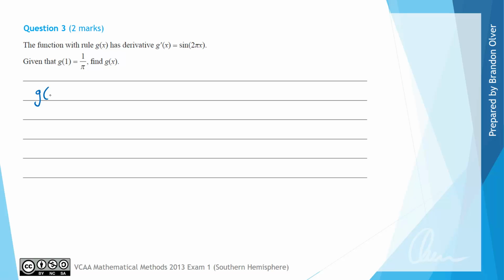So g of x can be found by anti-differentiating the derivative function. So we're going to anti-differentiate sine of 2 pi x, and that's with respect to x. And from the formula sheet we know that if we anti-differentiate sine of ax with respect to x, then that is equal to negative 1 on a times cos of ax plus c.